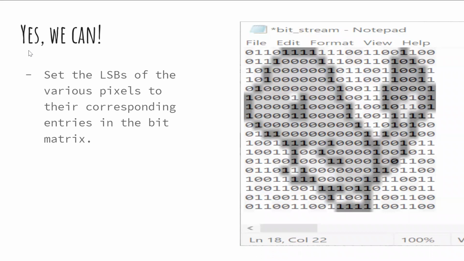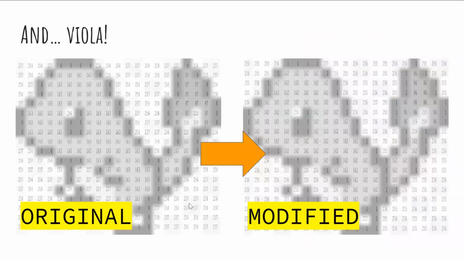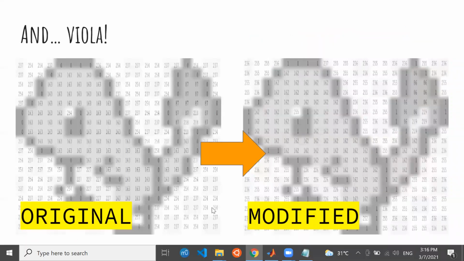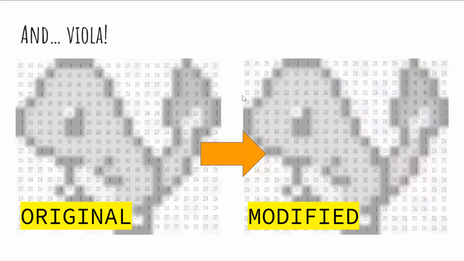So the result is as follows. We can set the LSBs of the various pixels to their corresponding entries in the bit matrix. It's a bit blocky, but never mind. So this is the original image, and after hiding our binary inside the original image, we get this resulting matrix.